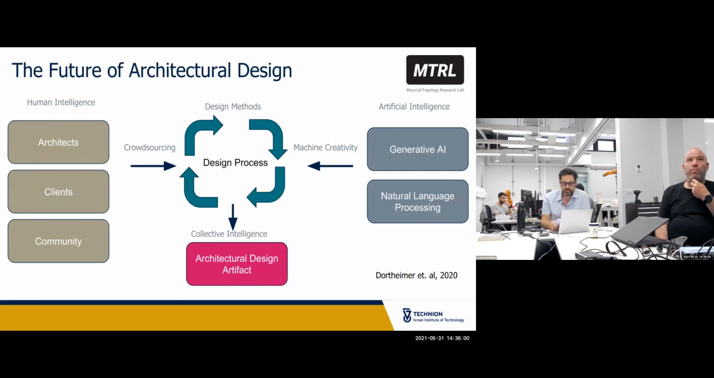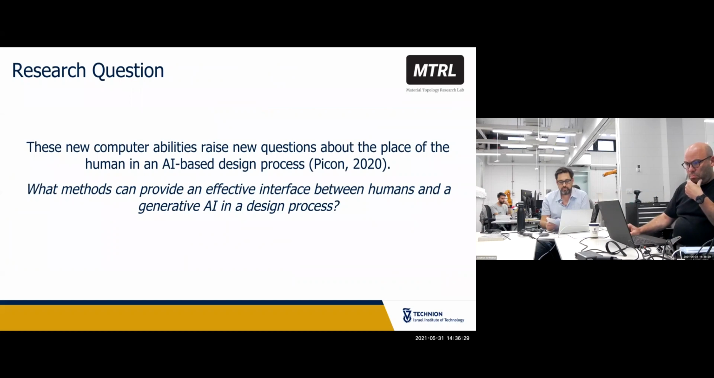In my doctoral thesis, I developed an architectural design crowdsourcing software, framework, and process. I have demonstrated that architectural design could be produced using crowdsourcing based on professional architects and non-specialists. Coupled with AI methods, the algorithmic design process offers excellent potential to improve and automate architectural design. These computer abilities raise new questions about the place of humans in an AI-based design process.